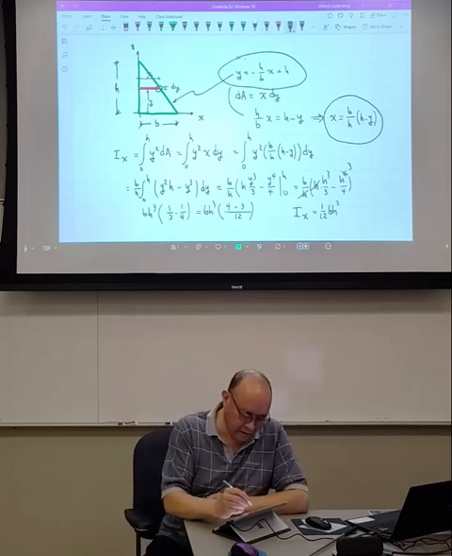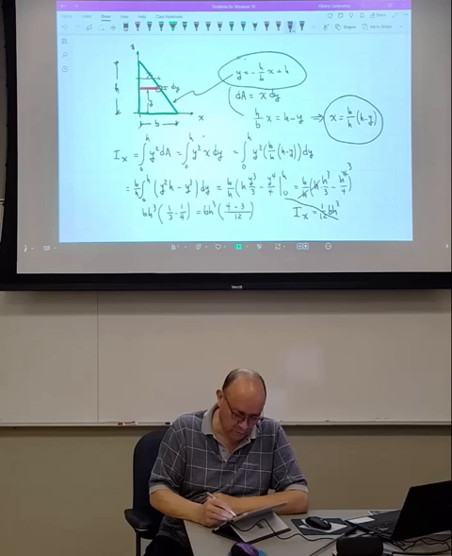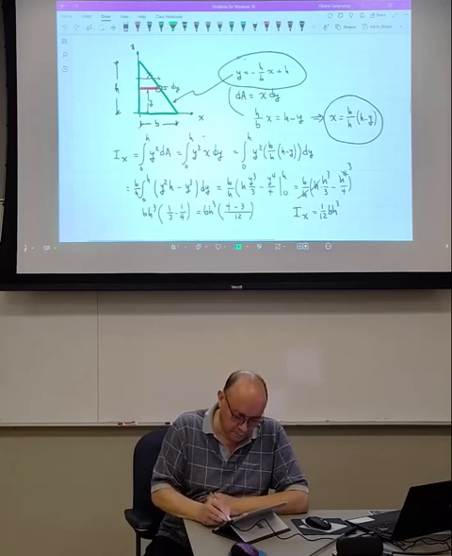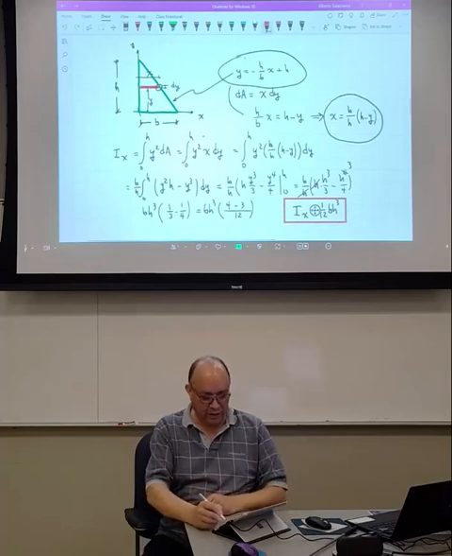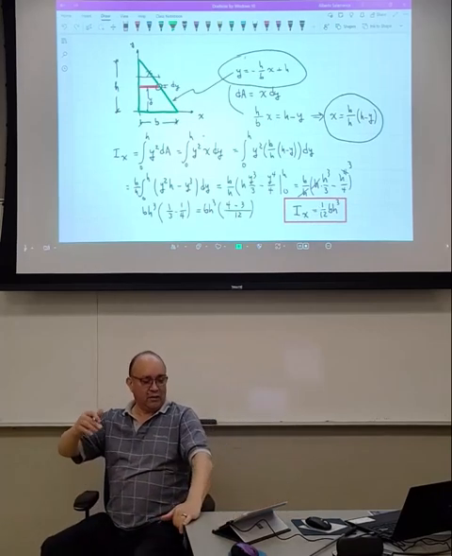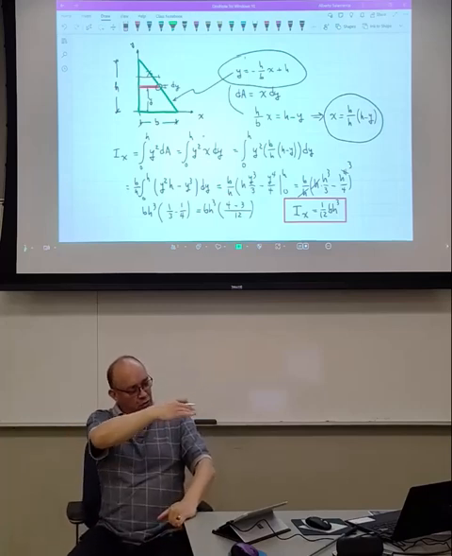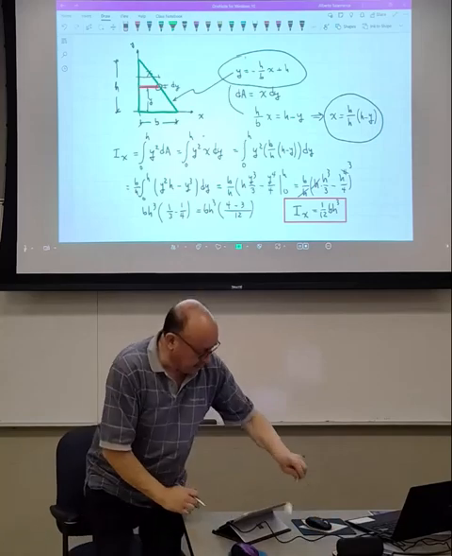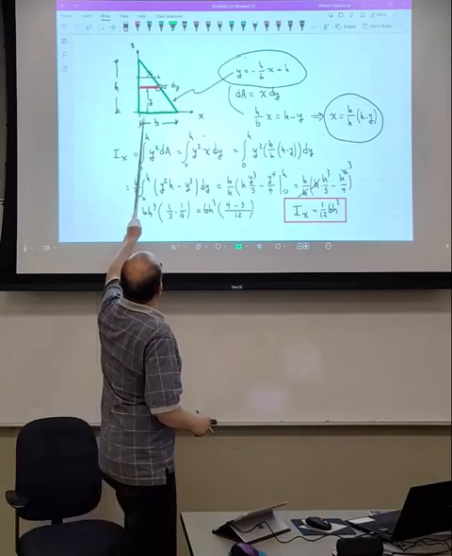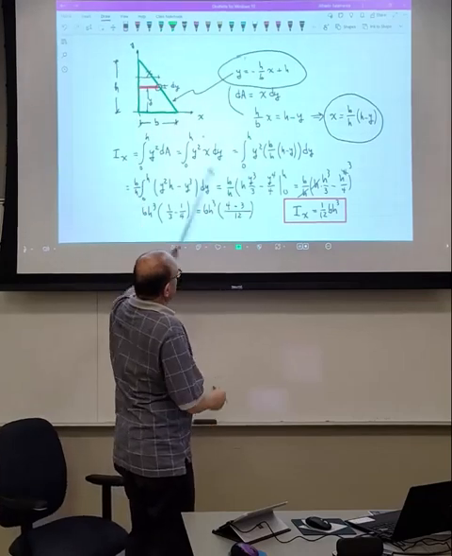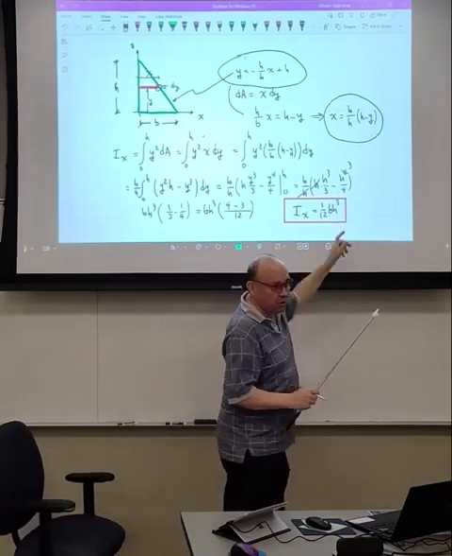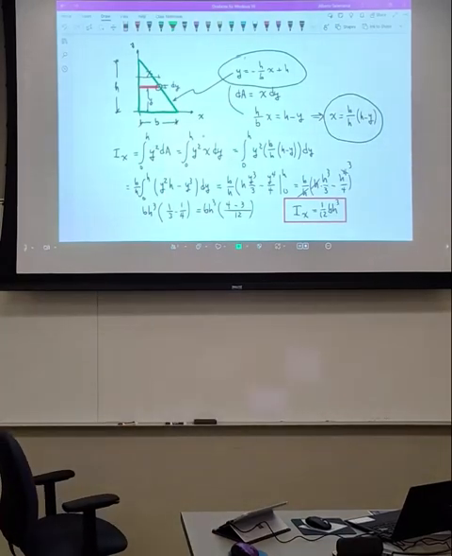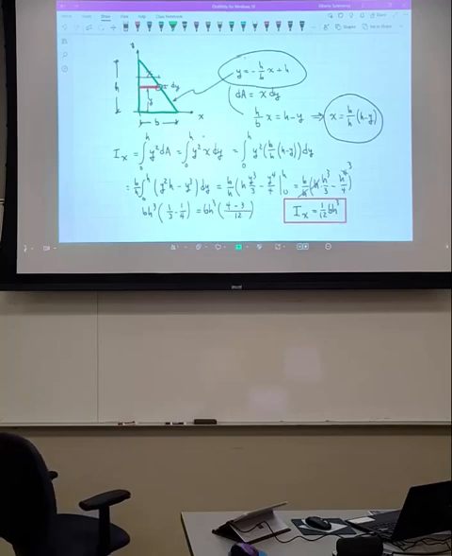Okay, we have another moment of inertia: the moment of inertia of a triangle with respect to an axis that goes through the base. If you want the moment of inertia of a triangle with respect to this axis, instead of this one, you just swap here, h b cubed, right? No problem with that, right? No problem.